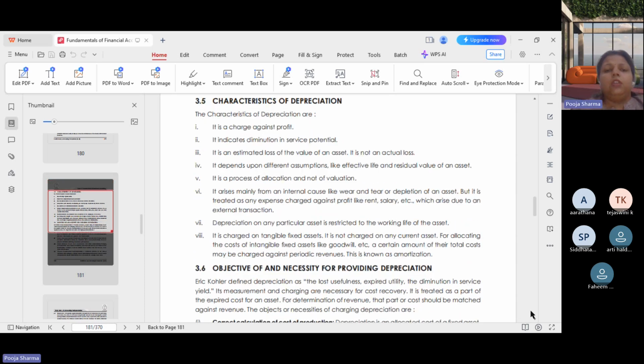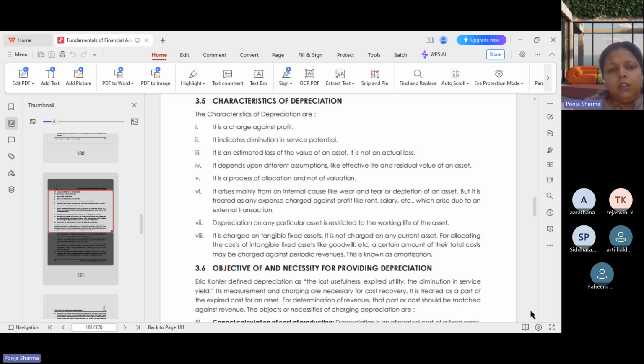Characteristics of depreciation. It is a charge against profit. Obviously, it is an expense. It is not our income, and it has no physical existence. We just write it off so that by this accumulated amount we can purchase a new asset. Now it indicates a reduction in the service potential. As I told you in the starting, it is a decrease in the value of assets.